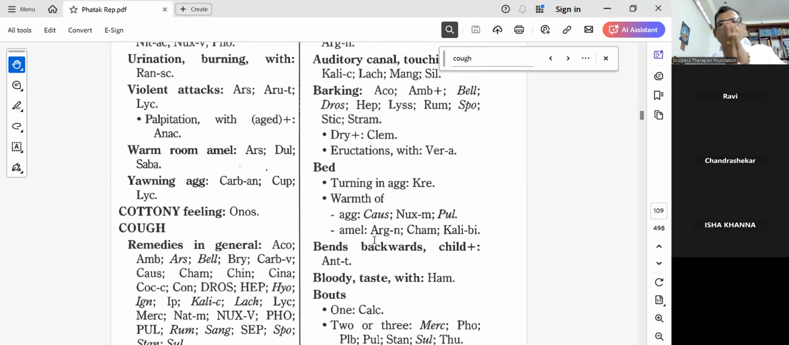When they are turning in the bed, they say, whenever I'm keeping quiet, sleeping well, I don't have any problem. And whenever I'm turning in the bed, that time my cough gets aggravated. And at that time Creosotum is the remedy. KRE means Creosotum. That we'll get from the first page of the book.